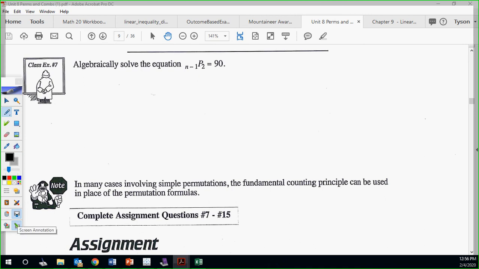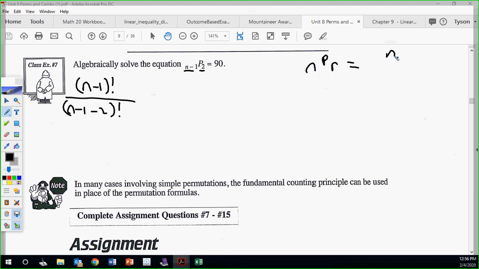Okay. So we don't know what n is, but we know what the permutation formula is. So we're going to use that to our advantage. Okay. So we set the permutation formula, which would be n minus 1 factorial over what? What's the bottom? Correct. N minus 1 minus 2 factorial, right? That's what the formula says. The formula for permutation is this. That's the formula that's right there on the previous page.